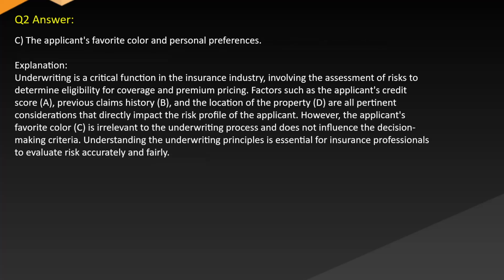Answer: C. The applicant's favorite color and personal preferences. Explanation: underwriting is a critical function in the insurance industry involving the assessment of risks to determine eligibility for coverage and premium pricing. Factors such as the applicant's credit score, A, previous claims history, B, and the location of the property, D, are all pertinent considerations that directly impact the risk profile of the applicant. However, the applicant's favorite color, C, is irrelevant to the underwriting process and does not influence the decision-making criteria. Understanding the underwriting principles is essential for insurance professionals to evaluate risk accurately and fairly.